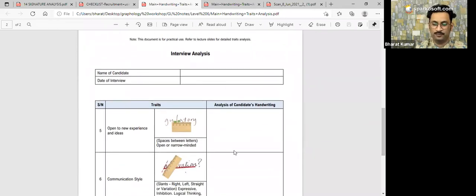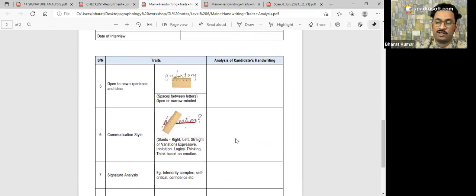Now check the gap between alphabets. We have studied spacing. If spacing is more, then highly open-minded. That is not good. If spacing is very less, narrow-minded. If spacing is good enough, then you will say perfection. Open-minded but not highly open-minded. If a person in the workplace is too open-minded, he will always create problems. Now, check slant, because slant will tell you about communication style. Slant of signature? No, slant of alphabet. So check whether slant is right, left, or straight, or variation. Multiple variation is there.